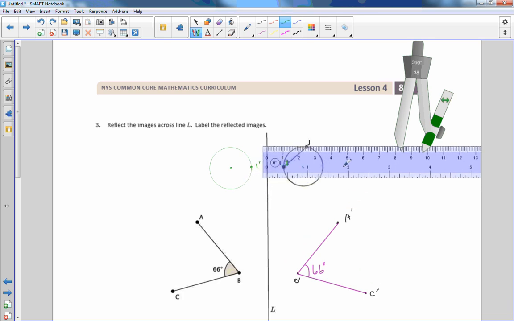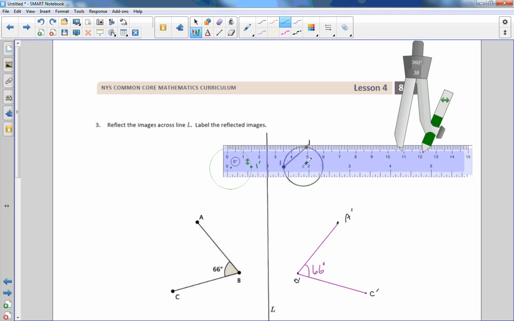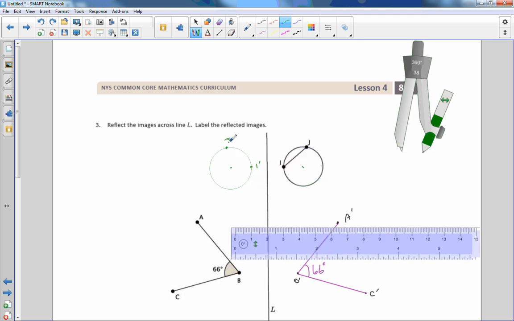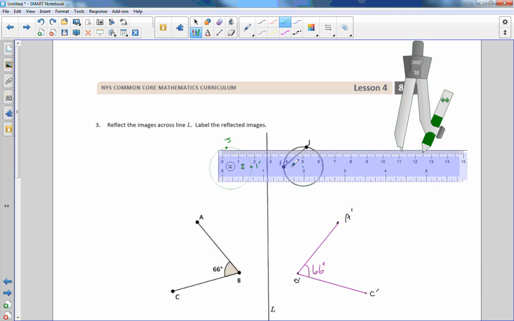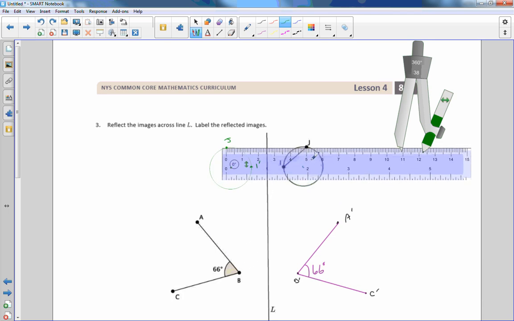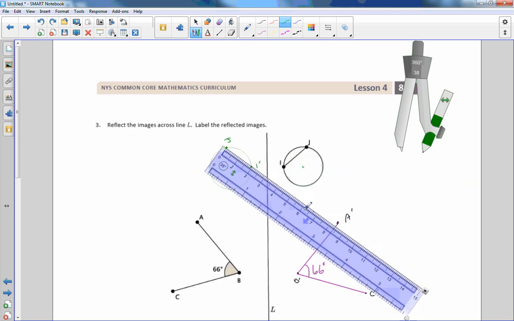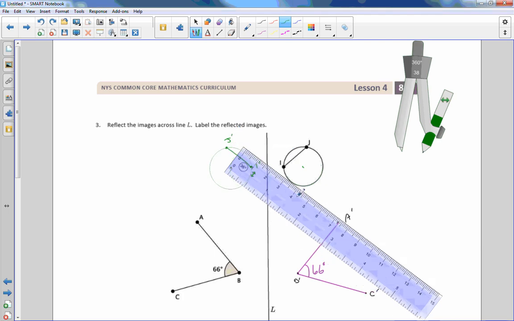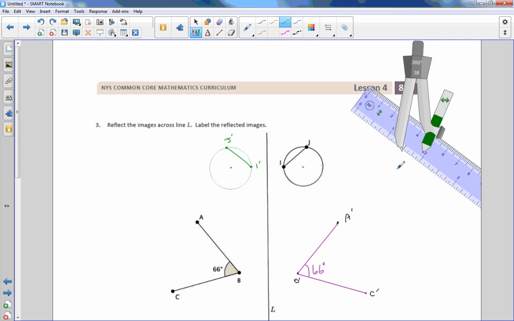Do the same up here. That looks like just shy of 25 millimeters, or let's call it 24 and a half. So I'm going to move this over until I get to 24 and a half, which is about there. And I'm going to draw that dot right here. And that is J. And then I'm going to draw a segment from J prime to I prime. So there's my reflection of my circle.